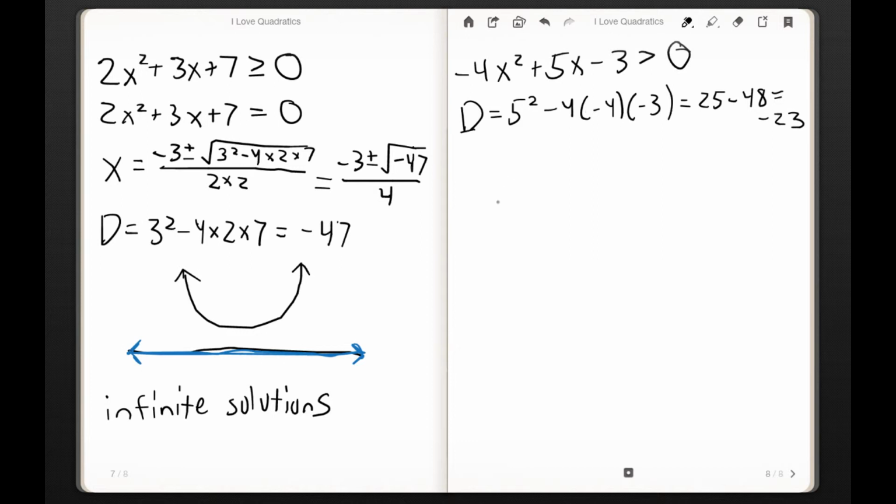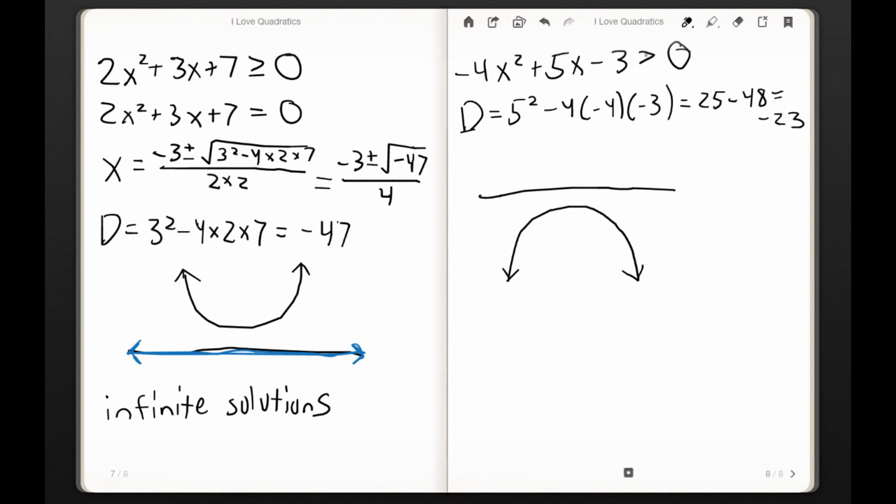So if we draw the graph, the parabola will not touch the x-axis. But be careful, because the leading coefficient is negative, the parabola is pointing downward. So it's going to look like this, where the entire graph is below the x-axis.